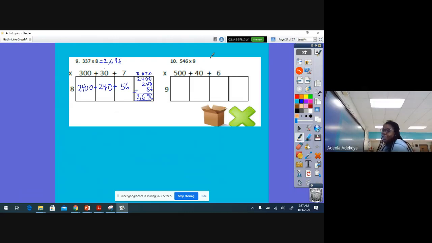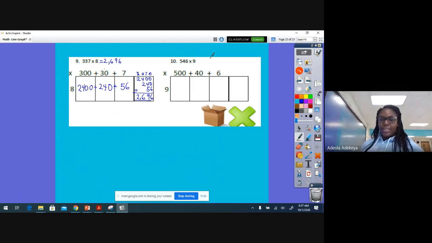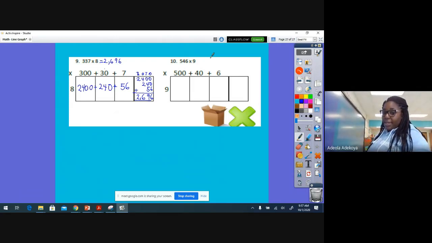All right, so starting off with 546, I'm going to start off multiplying my 500 times 9. I know my zero property of multiplication, which is any number multiplied by 0 is 0. So 9 times 0 here will give me 0. 9 times the next 0 will give me 0. 9 times 5, if I know my 5 times table, my 9 times table, that's fine.